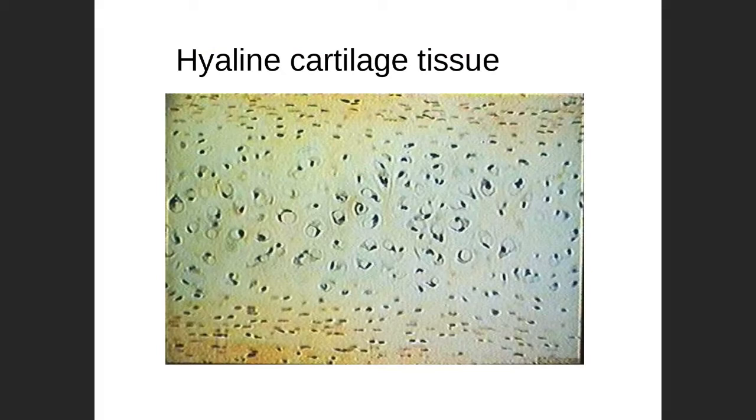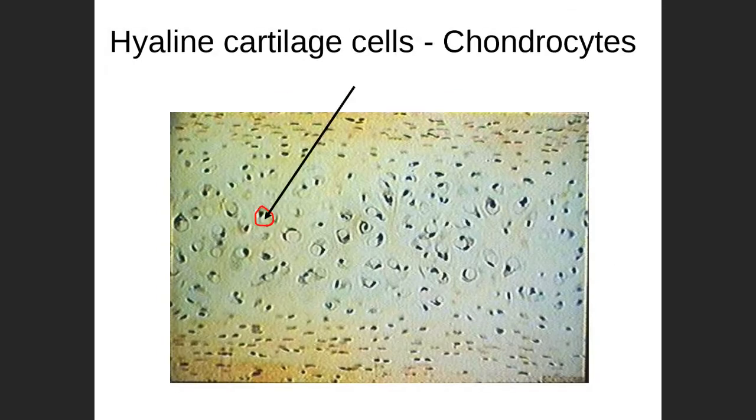The first type of cartilage that we're going to talk about, because there are three types, is hyaline cartilage, fibrocartilage, and elastic cartilage. So this is hyaline cartilage. The predominant cell type in hyaline cartilage is the chondrocyte. Those are mature cartilage cells. You see on the slide here a red circle with an arrow pointing inside the circle. That arrow is pointing to a chondrocyte.